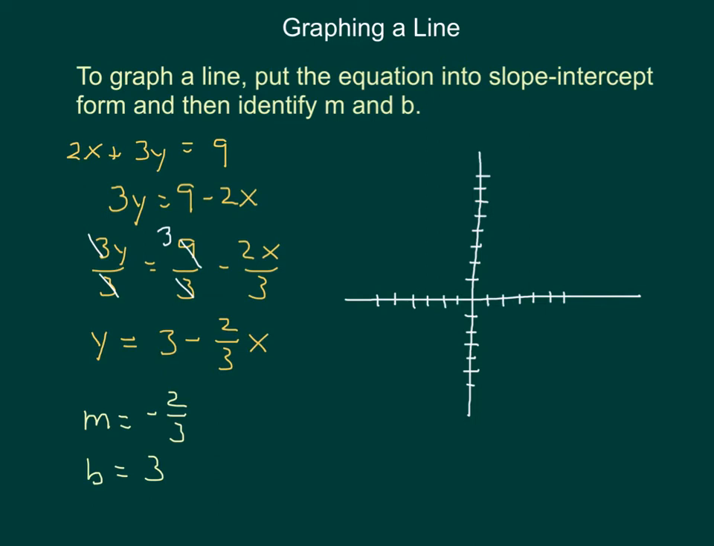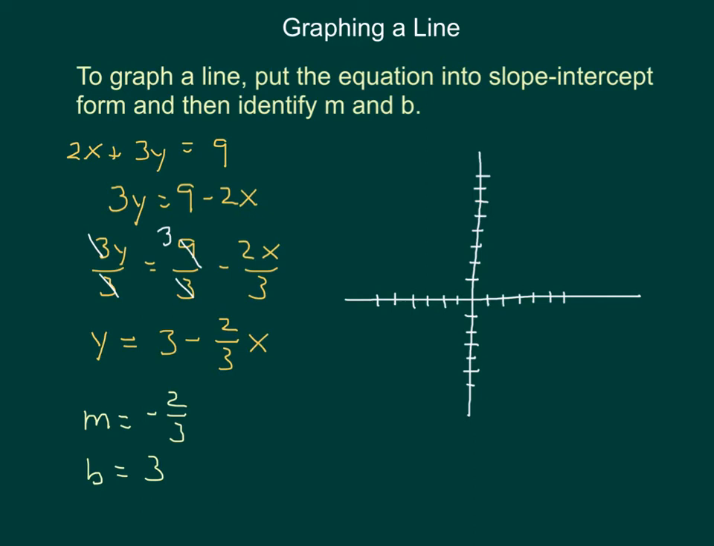To put a line in slope-intercept form, that's just a fancy way of saying solve that for y. So in this case I subtracted 2x from both sides. So I got 3y equals 9 minus 2x. Now I need to solve for y, so I have to get the y by itself. So I divided everything by 3 and reduced. Here I have 9 divided by 3 gives me 3. And right here you can't reduce it, so you get negative 2/3 x.